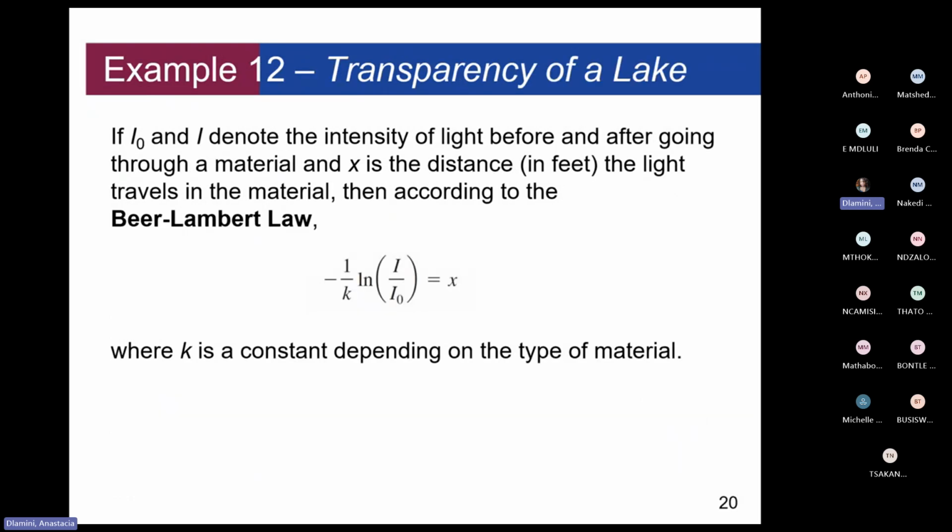Now they say if I₀ and I denote the intensity of light before and after going through a material, and x is the distance in feet the light travels in the material, then according to the Beer-Lambert law, this is what we get, where K is a constant depending on the type of material. So here we're looking at the relationship of the intensity of the light as it passes through a material that is transparent, apparently.